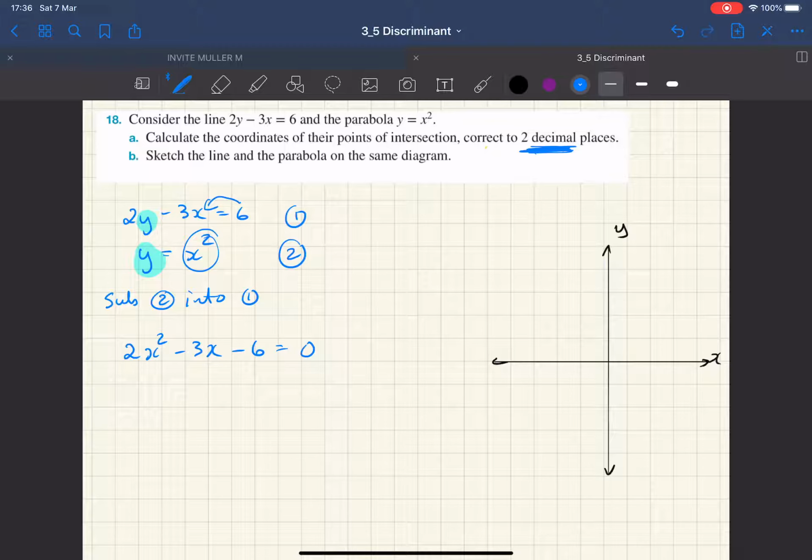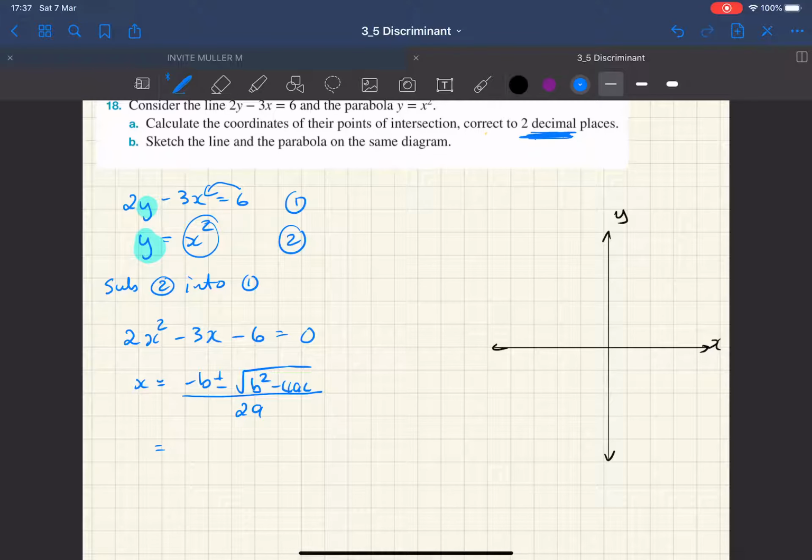So yes, you can use completing the square, but if I don't use completing the square, the next easiest thing to do is x equals minus b plus minus the square root of b squared minus 4ac, divided by 2a. And I just have to substitute my values. So b is negative 3. A negative times a negative gives us positive, so that will give us 3 plus minus the square root of b squared, which is minus 3 squared.